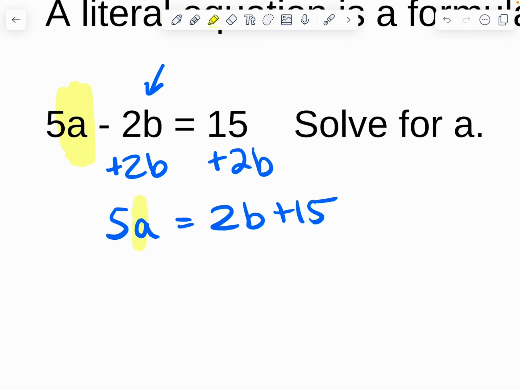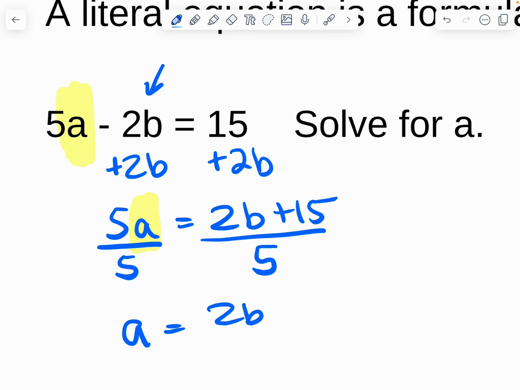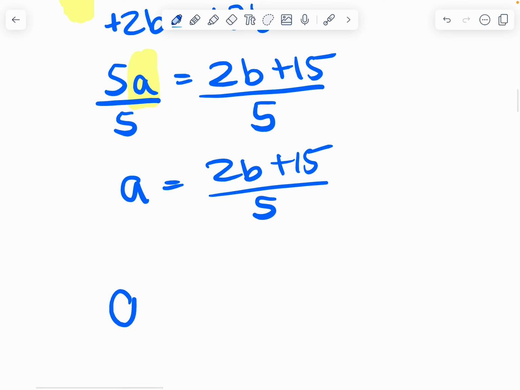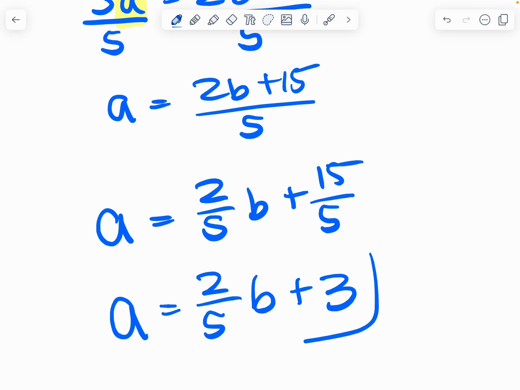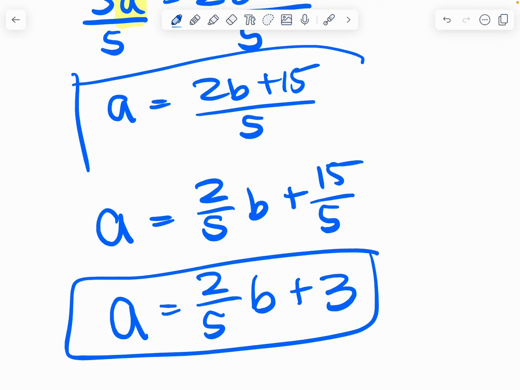And again, I want the a by itself. Well, right now it's being multiplied by 5. So I'm going to divide by 5. a equals (2b plus 15) over 5. Now, I could split this up. So it says 2/5 b plus 15 over 5, and then simplify that. So either this is your answer or this. I will accept either one.